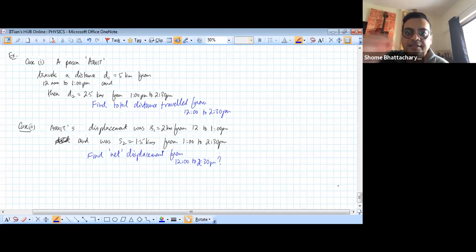you are all partially correct. In the sense that you can calculate the distance in the first case. It will be 5 plus 2.5, so it will be 7.5. But what about the net displacement in the second case? Can we actually say what the net displacement is?